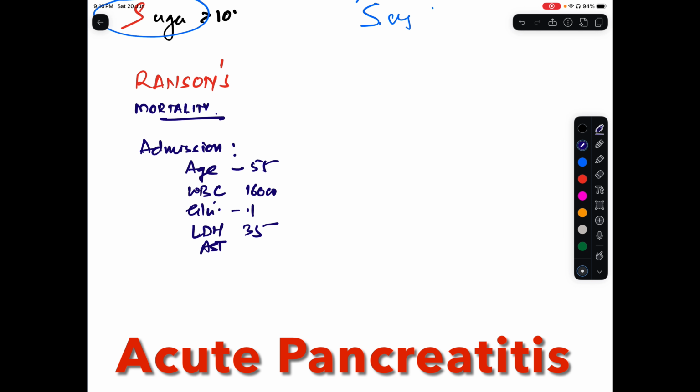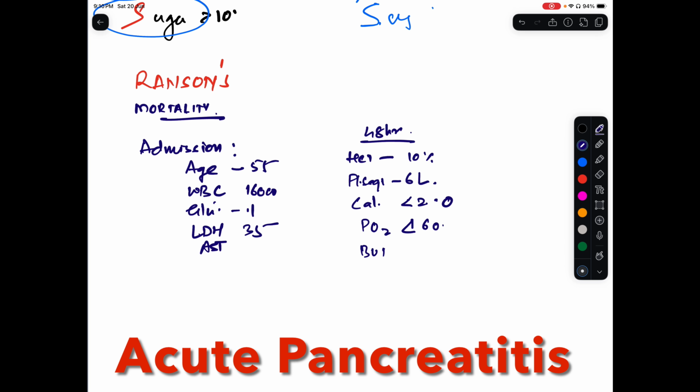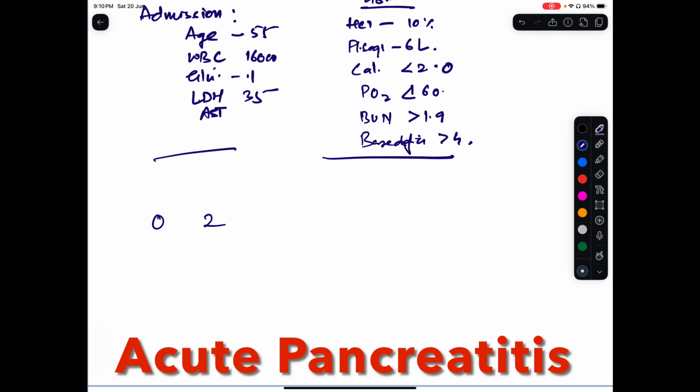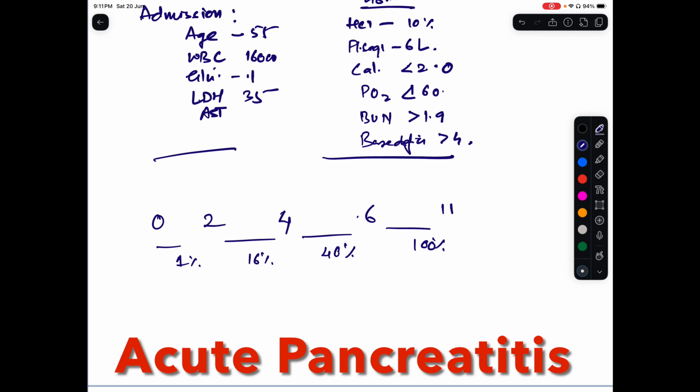So if hematocrit drops to 10%, fluid sequestration more than 6 liters, calcium, if it goes below 2, PO2, if it falls to less than 60, blood urea nitrogen more than 1.9, and base deficit more than 4. So the points are given 0, 2, 4, 6, 11. So 1, 2, 3, 4 different states. Here it is 1%, here it is 16%, here it goes to 40%. If it is up to this, it is 100% mortality.